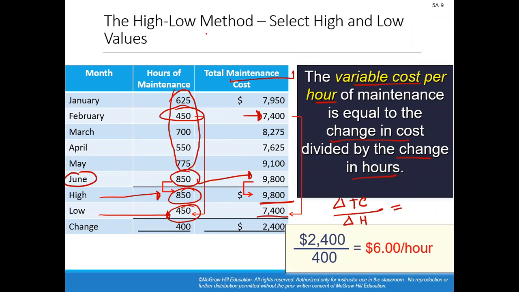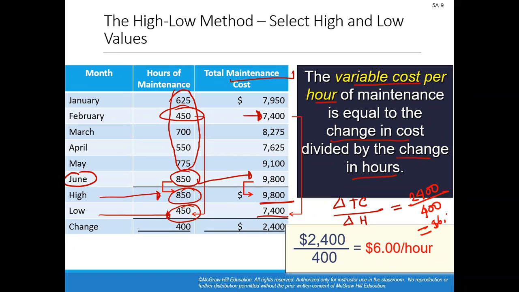You have responded in the chat box. The change in the total cost is 2,400. So let me write here 2,400. Now, what is the change in the activity base for this high and low point? The 400. Okay. So if you express the ratio as a single number, you will get $6.